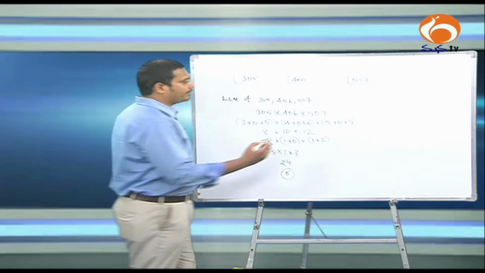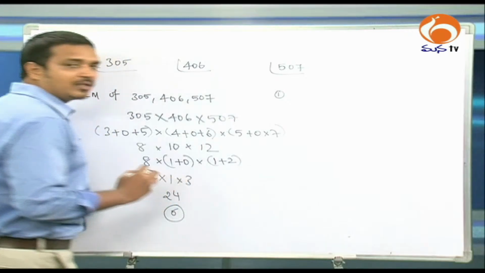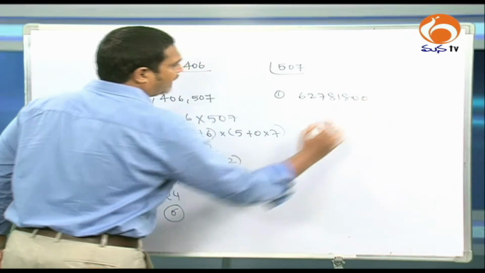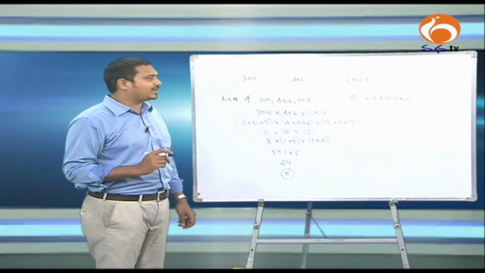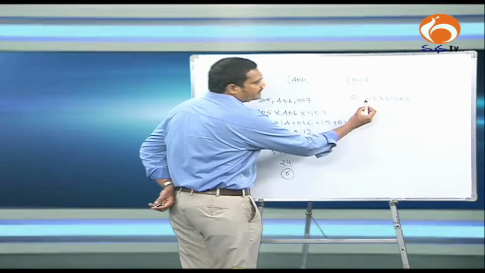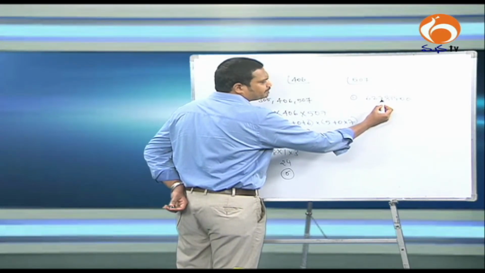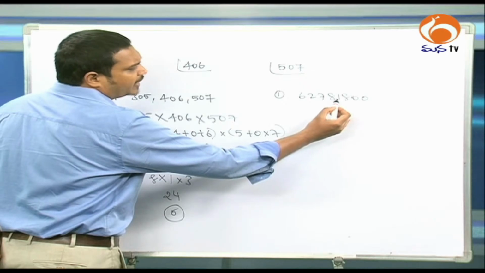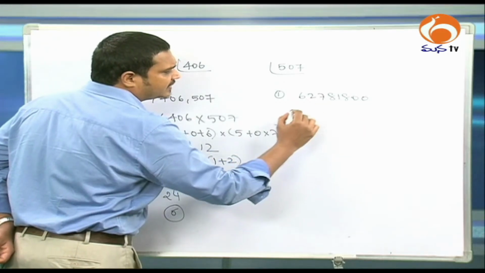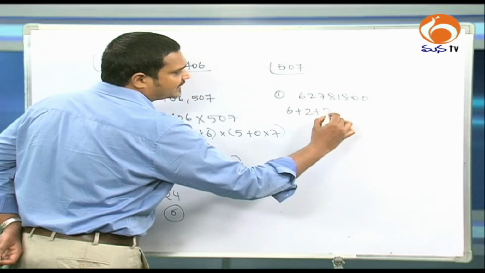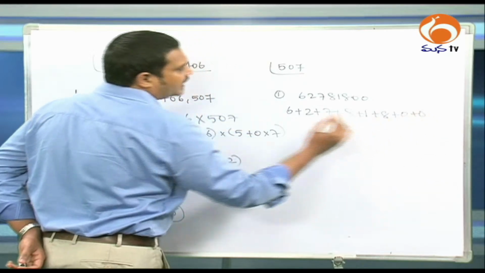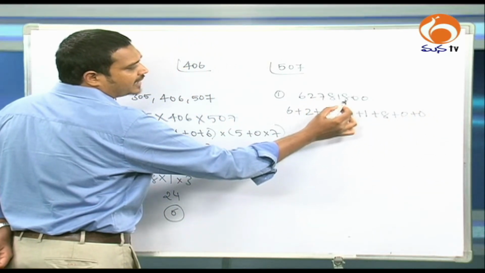So simple. Look at the first option. The first option is 62781810. Let's do the digit sum method here. If you observe, 6 plus 2 is 8. 8 plus 7, 15. 15 plus 8, 23, 24, 32. How does this work? I'm going to explain. The digit sum is 6 plus 2 plus 7 plus 8 plus 1 plus 8 plus 0 plus 0.